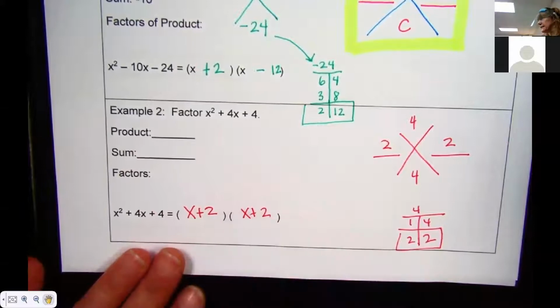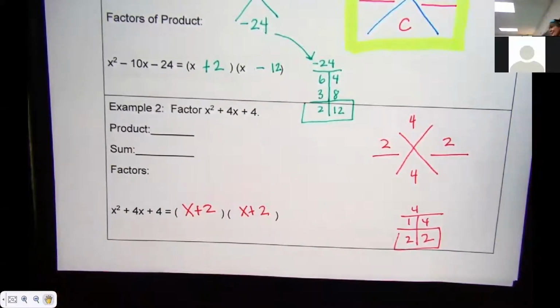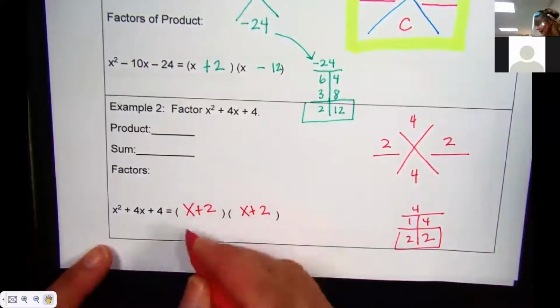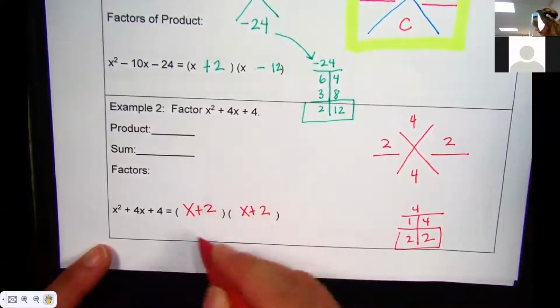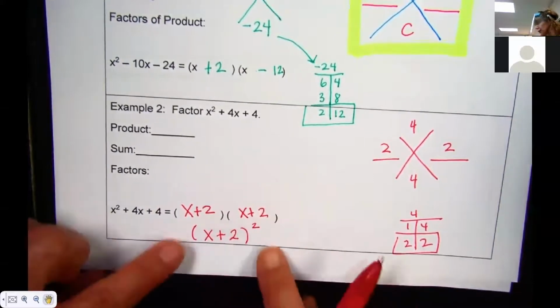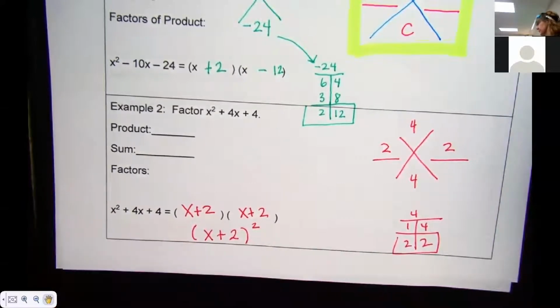So remember when I said these appear on entrance exams or employment exams, screenings? They probably won't show it like that. See how they're exactly the same? They're going to use a little exponent out to the side. So you might see it like that too. All right, let's take a look at the next page.